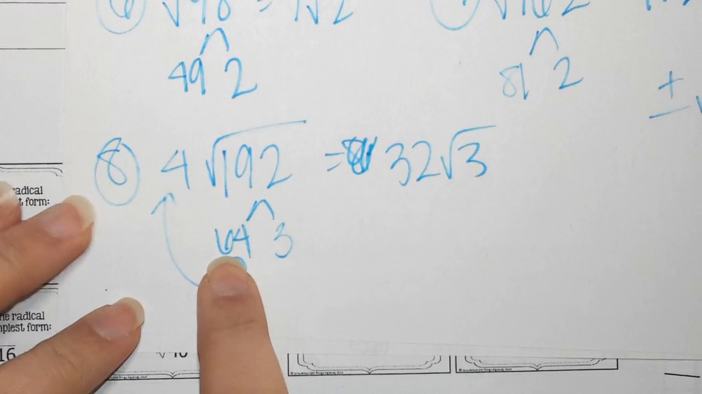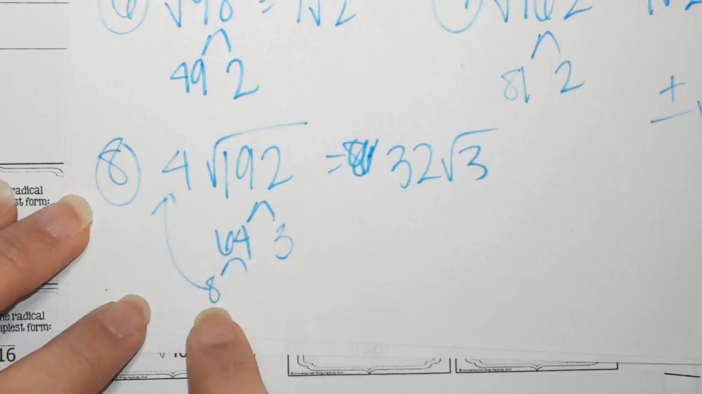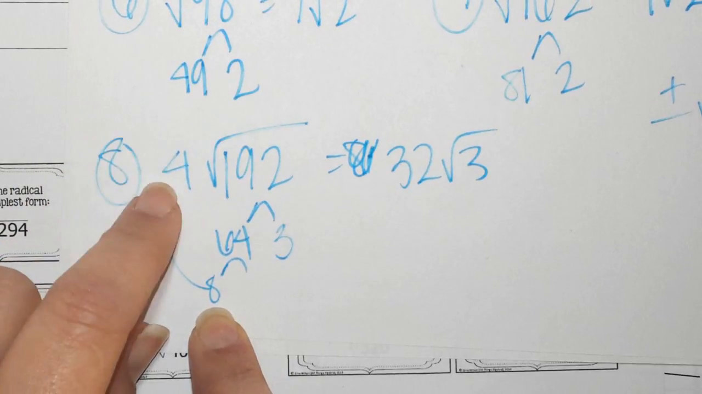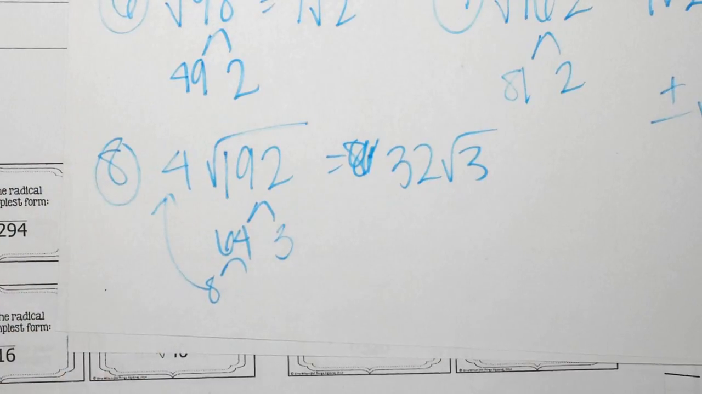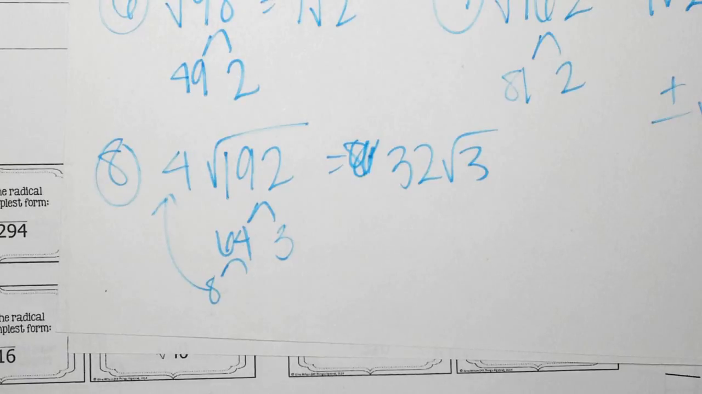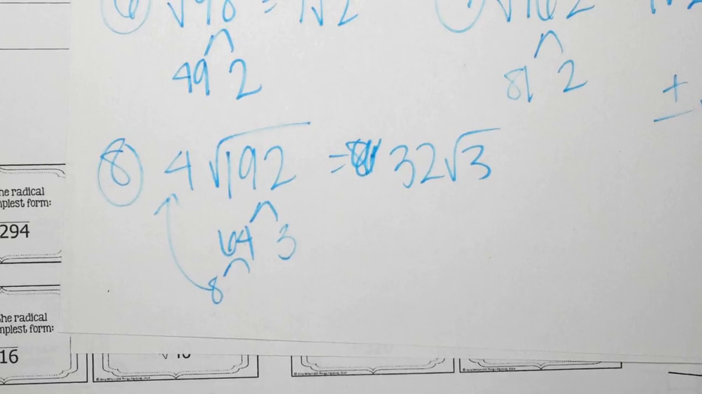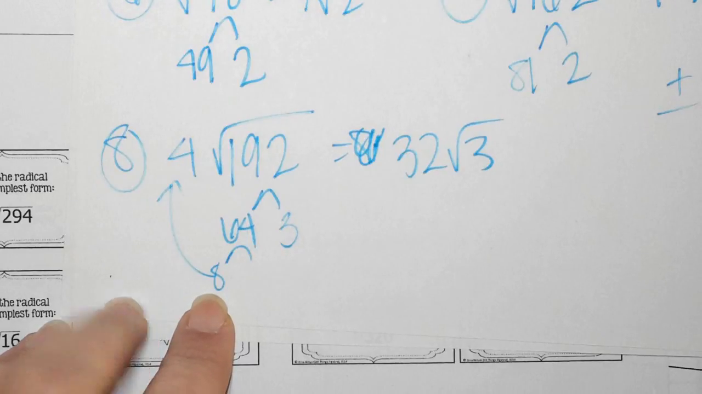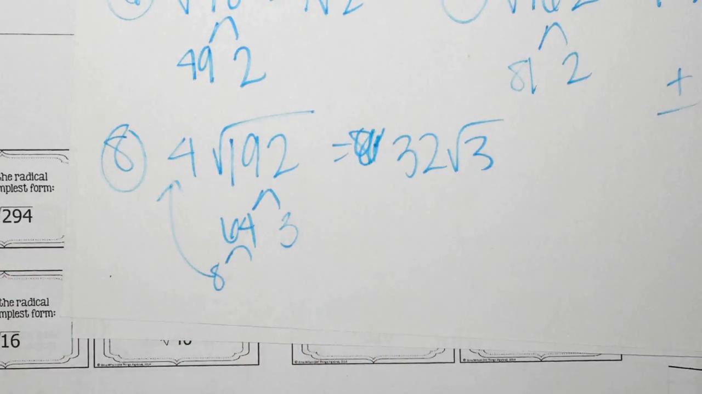Because we picked 64, right? And the square root of 64 is 8. It comes to the outside, so it becomes 8 times 4, and you get 32. That's only if it's on the outside. Once you take the square root of 64, and we got 8, you multiply 8 times 4, and you get 32.